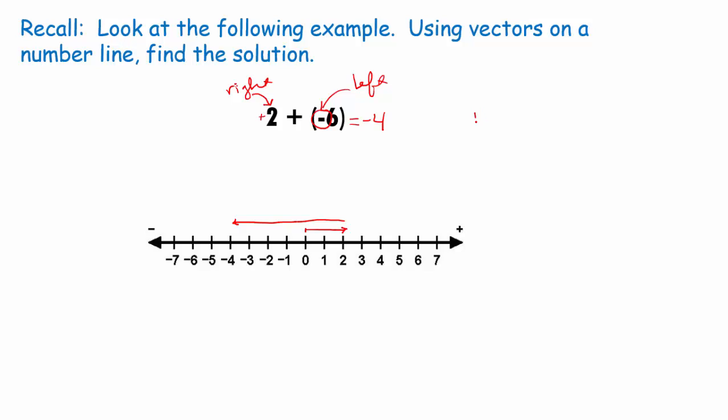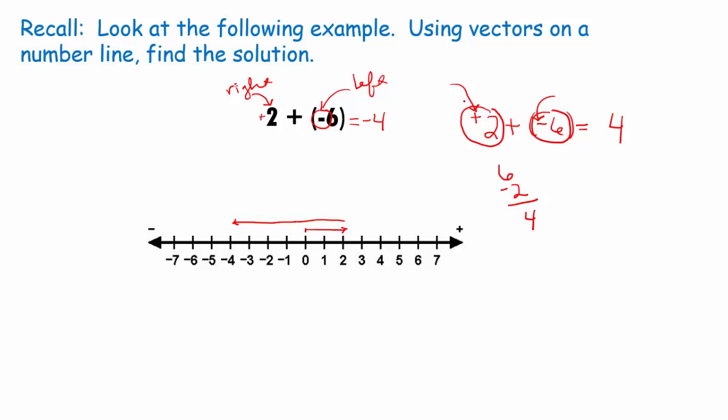We could also have used our rules. Positive 2 plus a negative 6. Remember, circle the sign that goes with the number. Are those signs the same or are those signs different? Those signs are different. Positive is different than negative, so we find the difference. What does difference mean? Difference means to subtract. 6 minus 2 is 4.